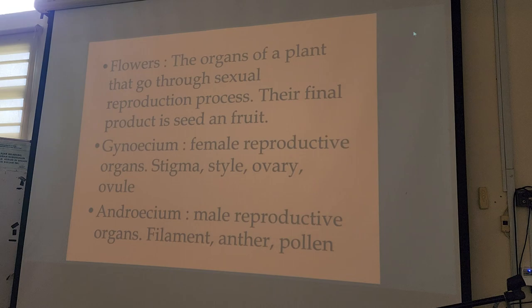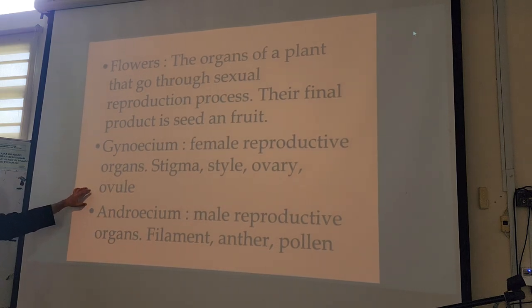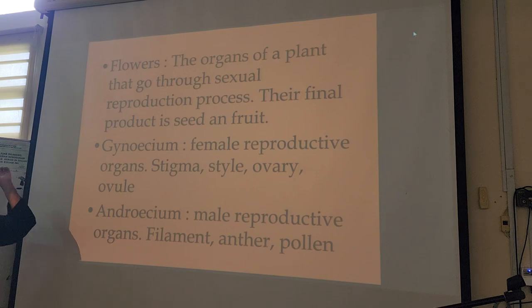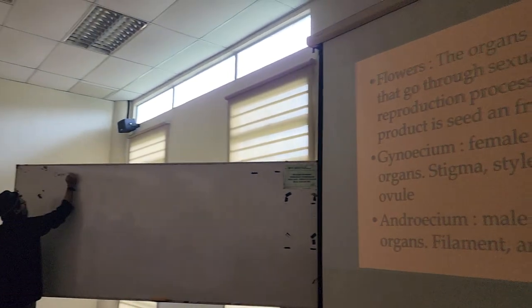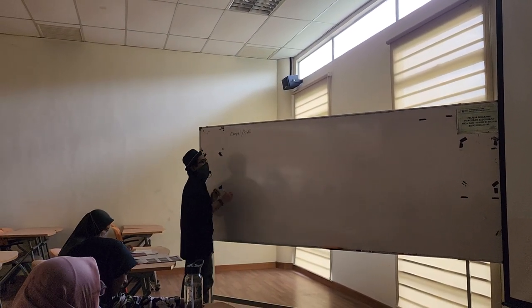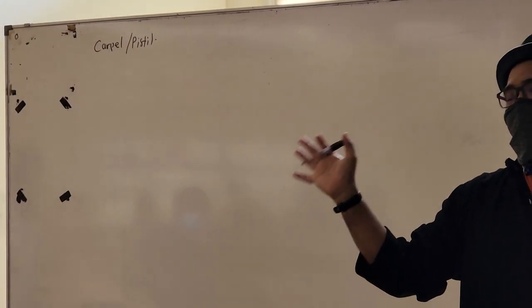All right. So, gynoecium refers to the female reproductive organs. The components in gynoecium include stigma, style, ovary, and ovule. However, you're going to see other terminologies associated with female reproduction, just for the female. Carpel or pistil. For carpel and pistil, it doesn't include any appendages. It's just purely the stigma, style, and ovary.